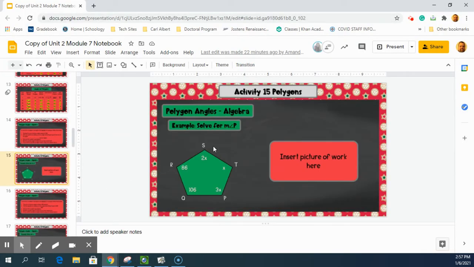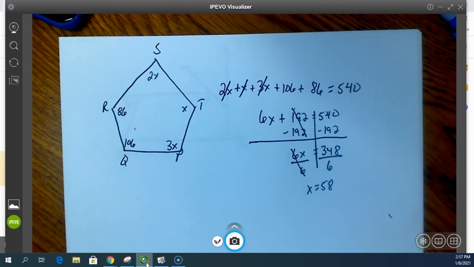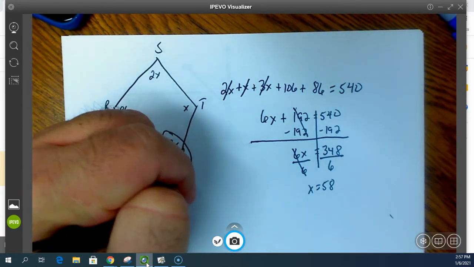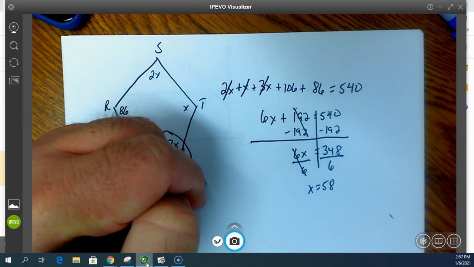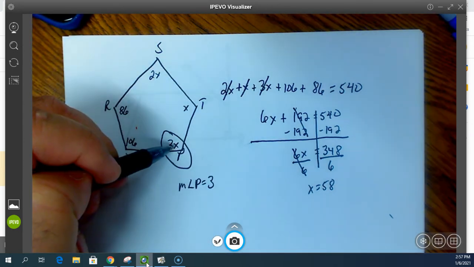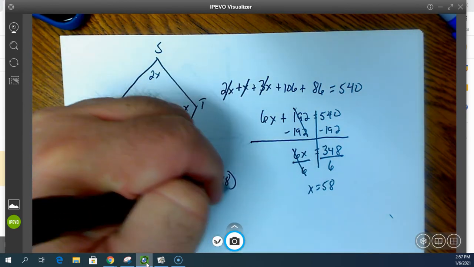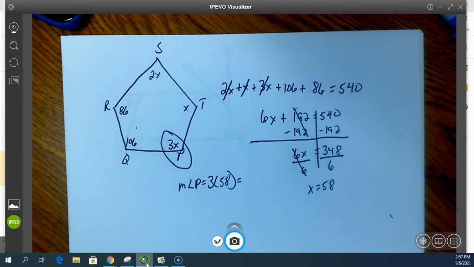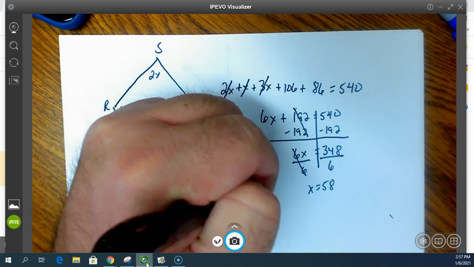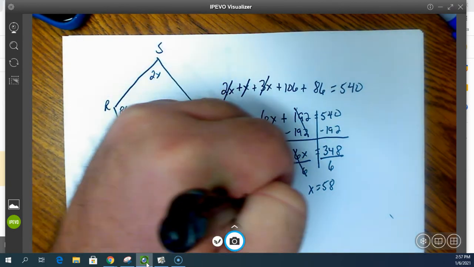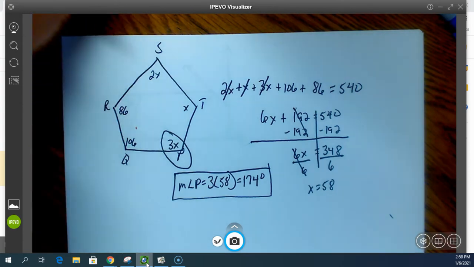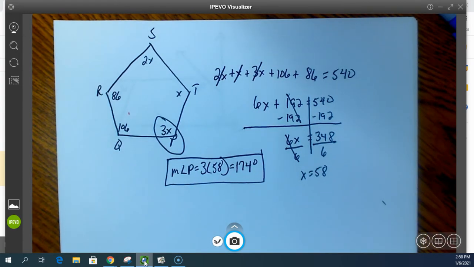I am looking for the measure of angle P. So I'm looking for this angle right here. P, the measure of angle P, equals 3 times x. Well, I'm going to replace that x with this: 3 times 58. 3 times 58 is 174. Well, the measure of angle P is 174 degrees. And that is the answer I'm looking for.